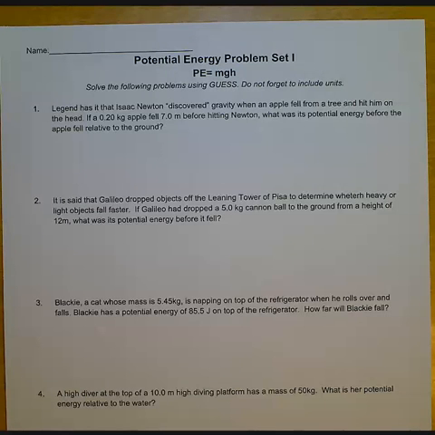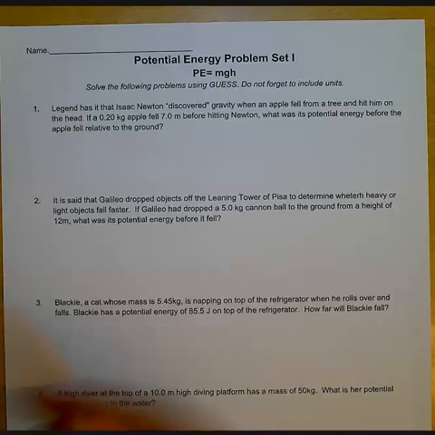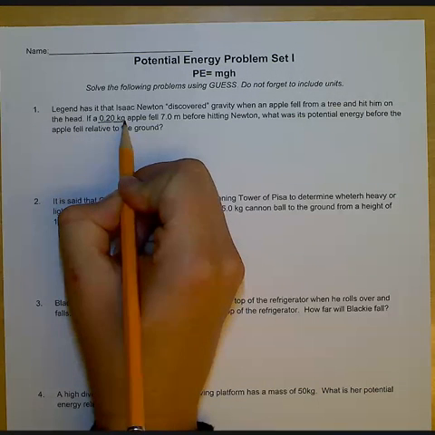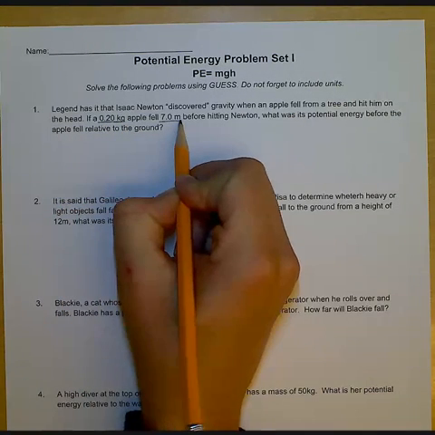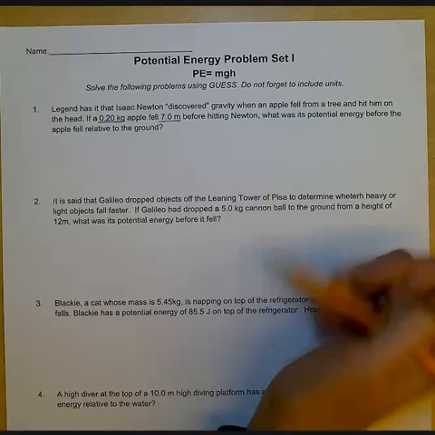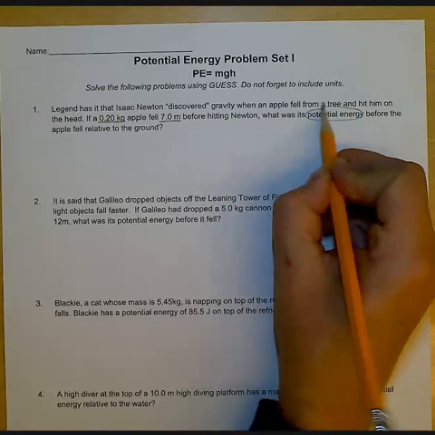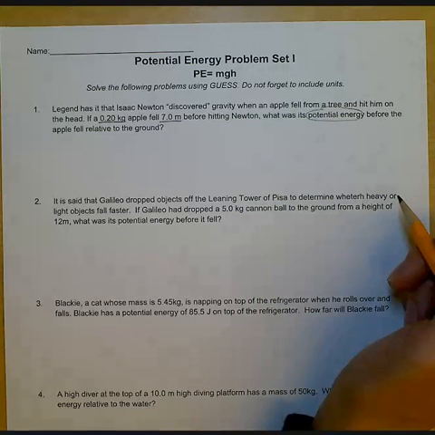Number 1. Legend has it that Isaac Newton discovered gravity when an apple fell from a tree and hit him on the head. If a 0.2 kilogram apple fell 7 meters before hitting Newton, what was its potential energy before the apple fell relative to the ground?